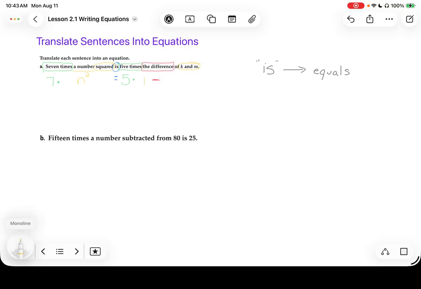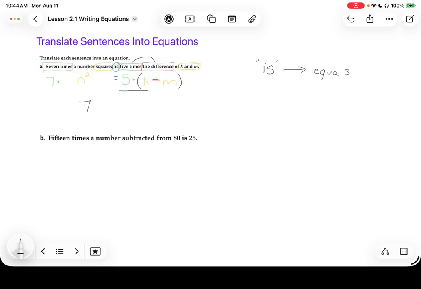So k minus m. Now, the way that I have it written right now is actually not correct. The reason it's not correct is because of this part right here. This is 5 times k, but the problem doesn't say 5 times k, it says 5 times the difference. I don't want to do 5 times k, I want to do 5 times the difference, so I actually need a set of parentheses here. I want to find the difference of k and m and do 5 times that entire difference, not 5 times k, so I need the parentheses there.